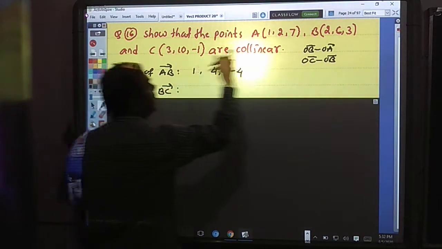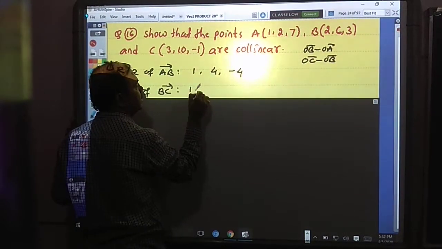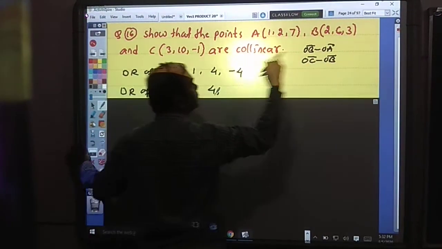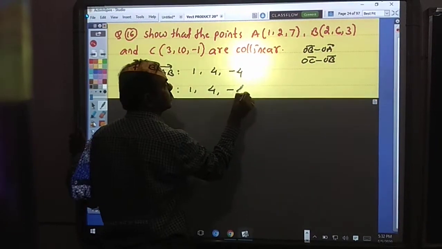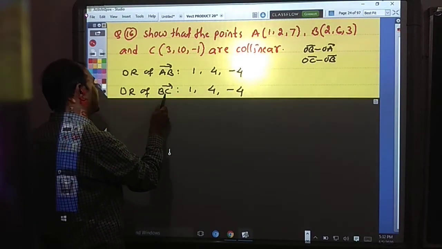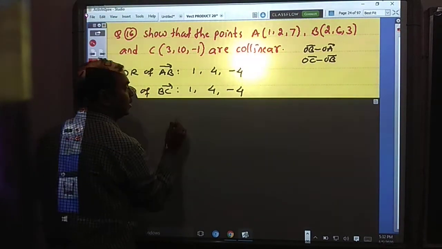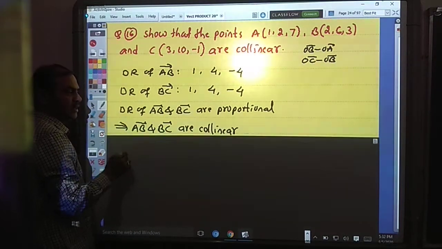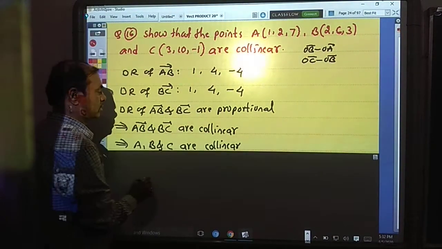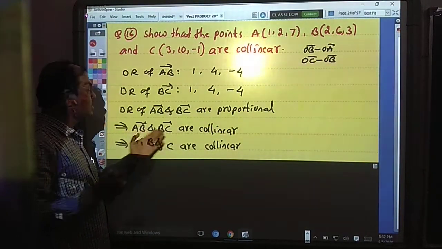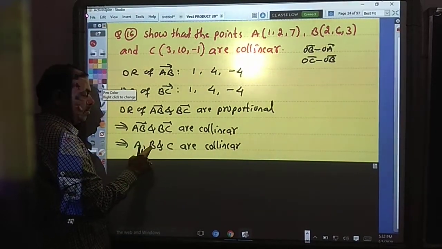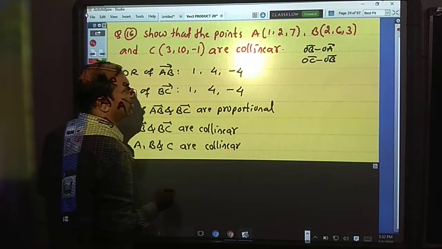3 minus 2 is 1. 10 minus 6 is 4. And minus 1 minus 3 is minus 4. So, direction ratios of AB and direction ratios of BC are proportional. Once the direction ratios are proportional, we conclude AB and BC are collinear. Once the vectors are collinear, these vectors are formed by the points A, B and C, and the points are collinear.